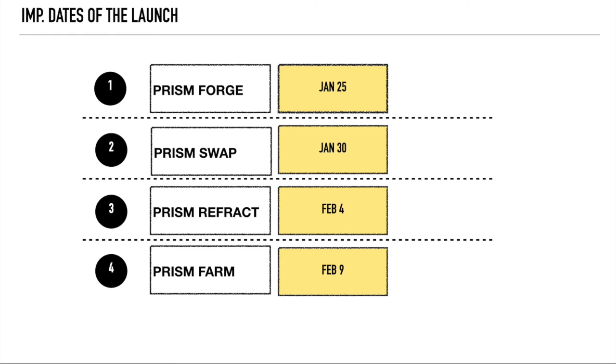Okay, let's look at the important dates that you need to keep in mind. Prism Forge starts on Jan 25th and runs for 5 days. Prism Swap happens on Jan 30th. The Prism Refract starts on Feb 4th and Prism Farm starts on Feb 9th.